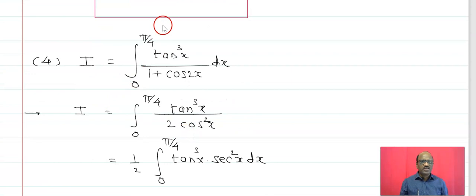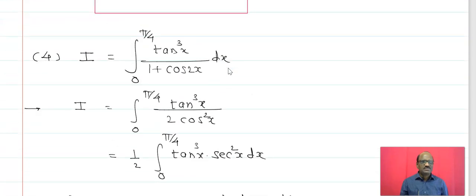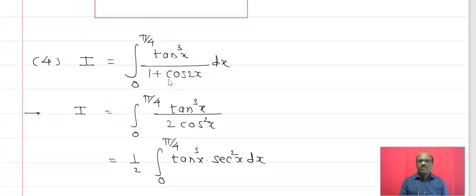I is equal to the integral from 0 to pi by 4 of tan cube x upon 1 plus cos 2x dx. Now see this: we'll apply the formula from the 11th standard. What is 1 plus cos a? 1 plus cos a is equal to 2 cos square a by 2, whatever the angle divided by 2. In the same way here, that is 2 cos square 2x upon 2, then you will get 2 cos square x.